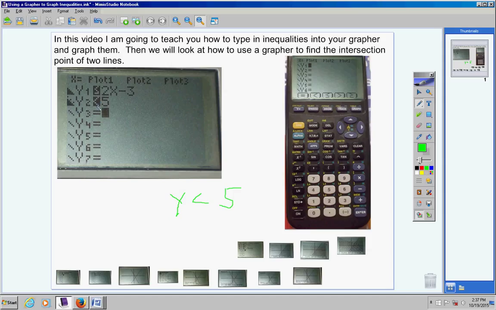Then put your cursor back on the equal sign and notice you want less than. So here's less than right here. Make sure your cursor's on the equal sign and then hit alpha and then window. And this less than sign should pop up right here on the equal sign. So far, so good. Now there's one more I'd like to give you, okay?